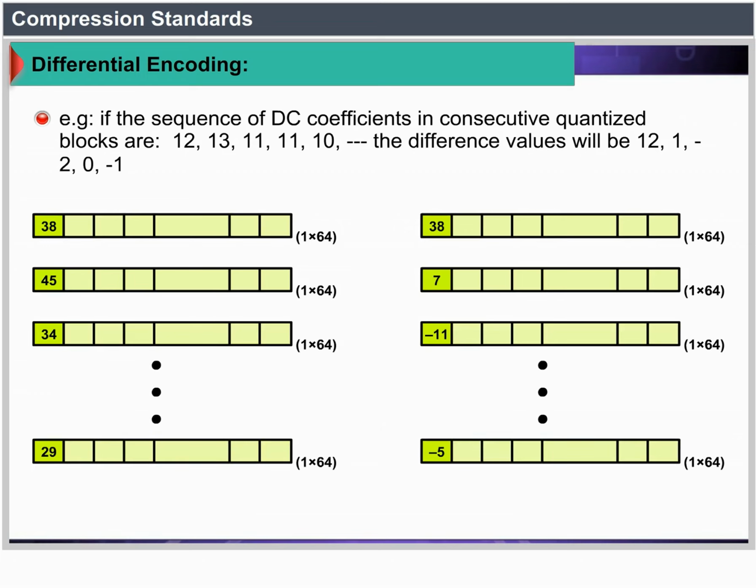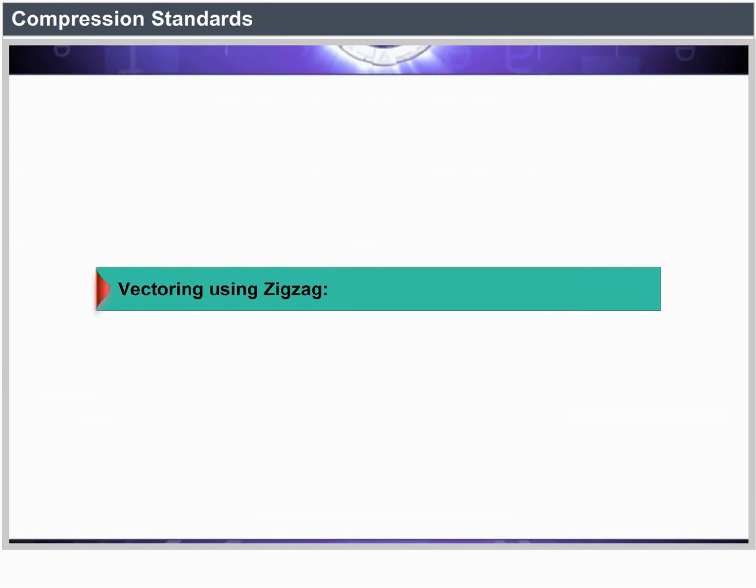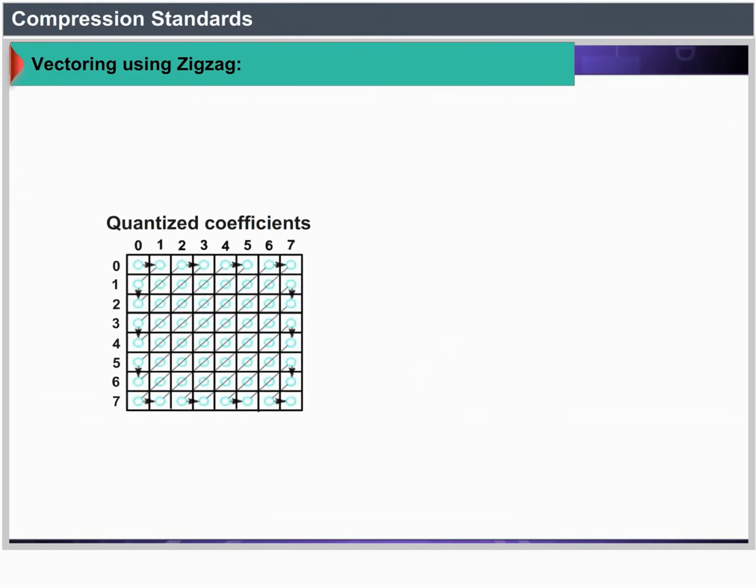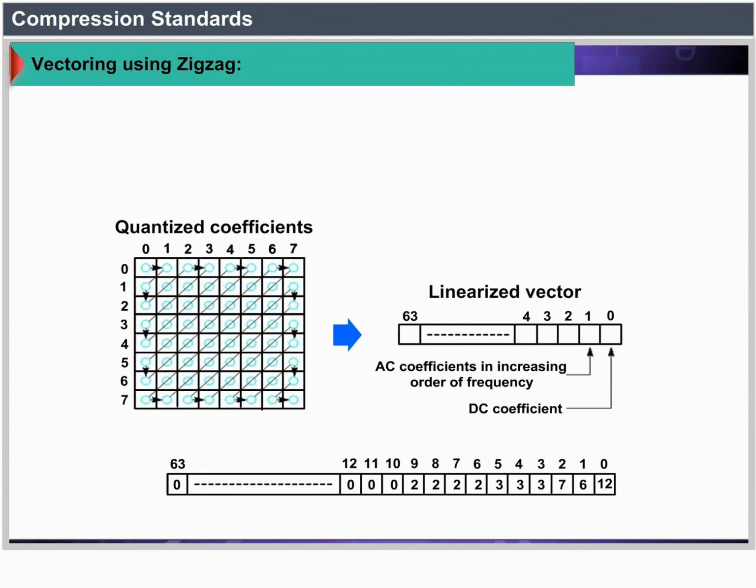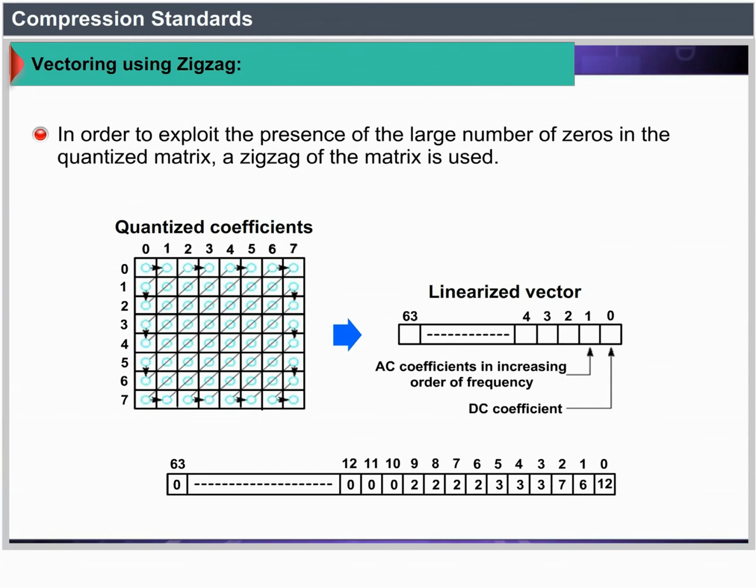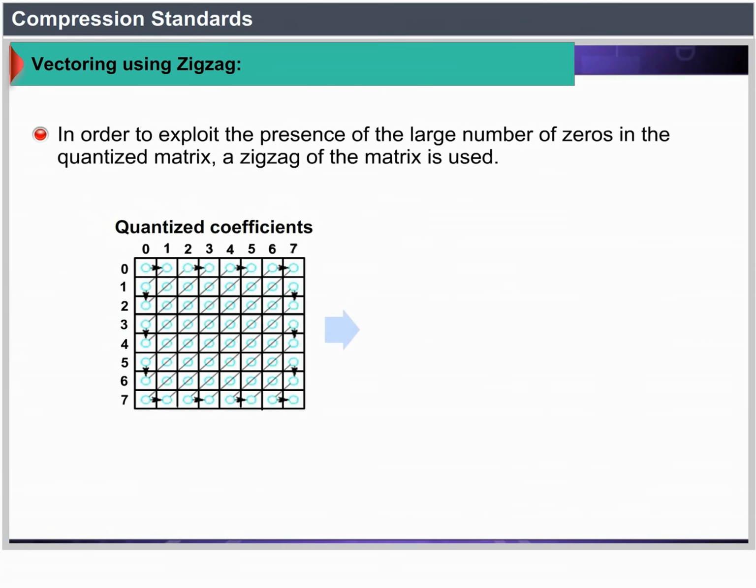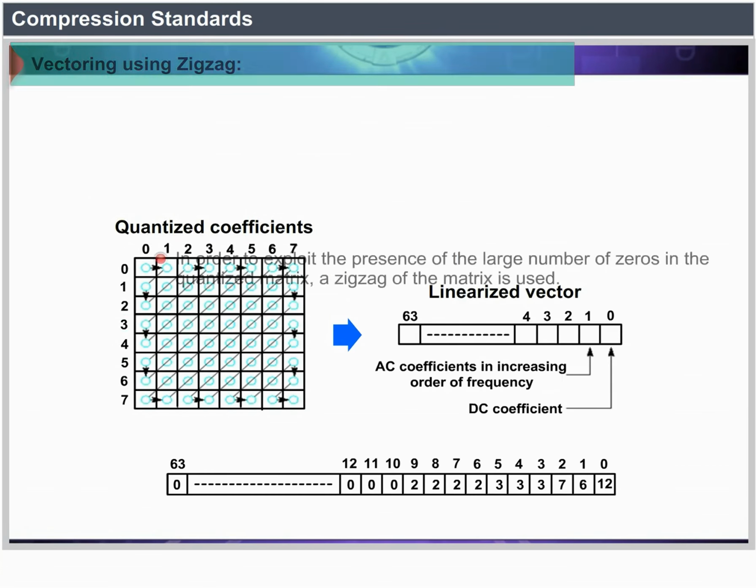Vectoring using zigzag. The zigzag scan can now be seen on the screen. In order to exploit the presence of the large number of zeros in the quantized matrix, a zigzag scan of the matrix is used. Run length coding.